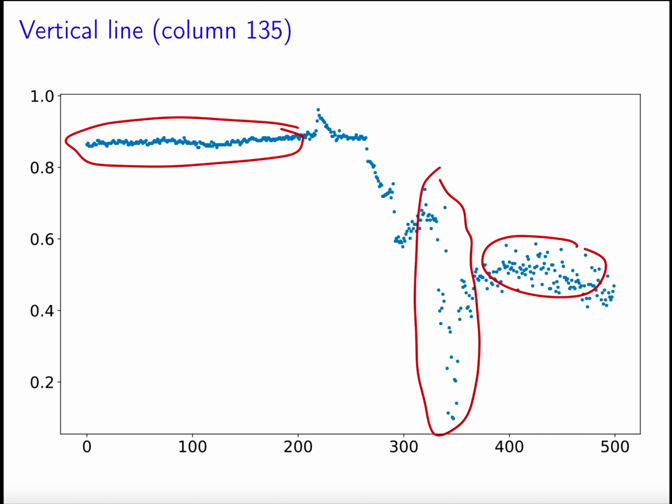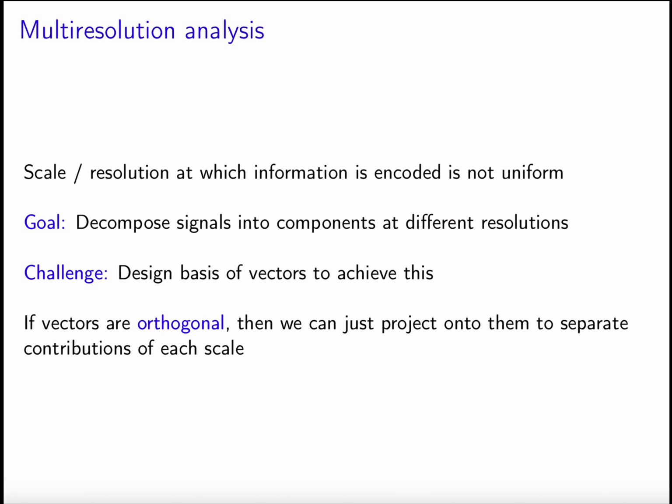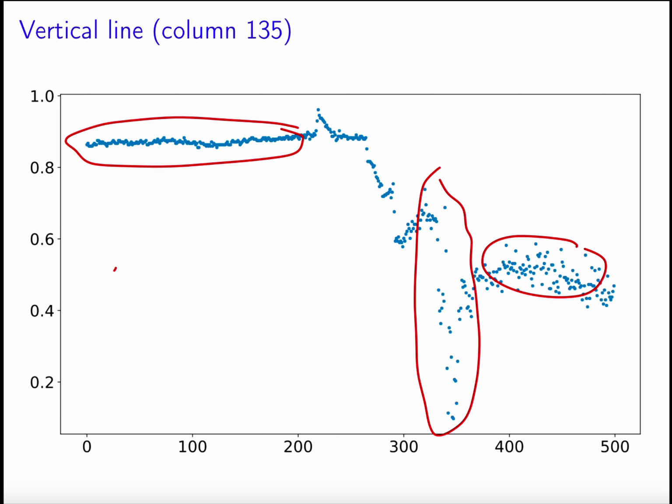Okay, so now the idea is to find some kind of analysis that allows us to understand or analyze at what scales and resolutions the information is encoded in different parts of the image. The motivation is that the resolution at which information is encoded is usually not uniform. There are parts where information is basically encoded at a very coarse scale, so not much is going on as we move from pixel to pixel here, whereas in other parts, information is encoded at a much higher resolution, at much finer scale.